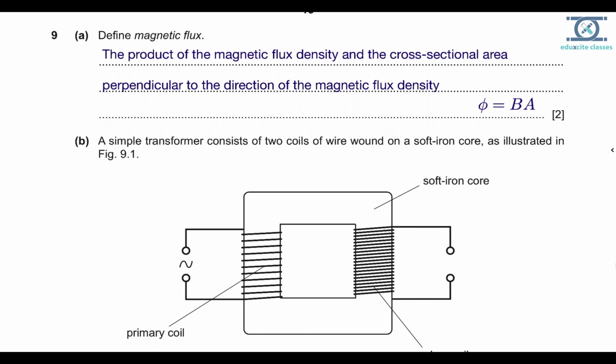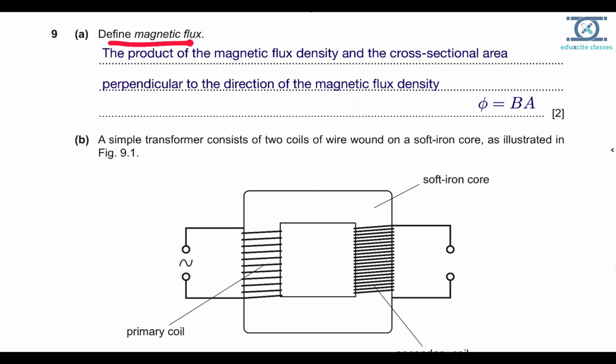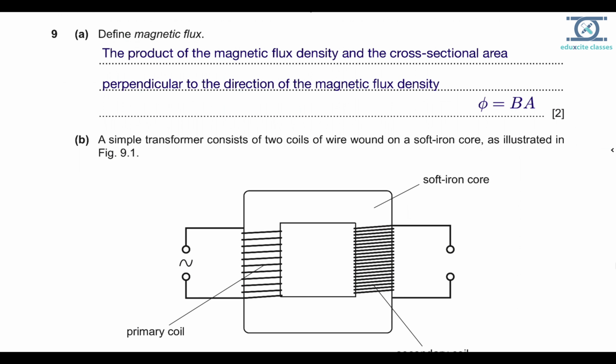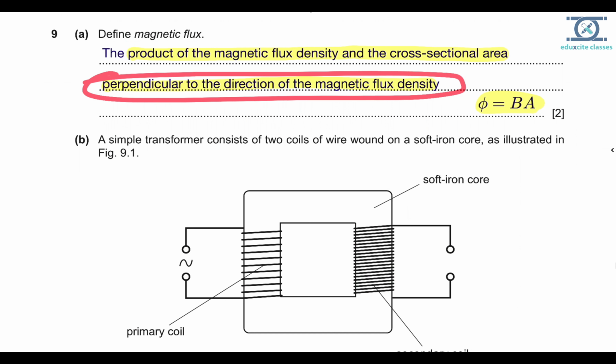Now the question number 9, define magnetic flux. It is the product of magnetic flux density and the area of cross section, and that should be perpendicular to the direction. So the formula is phi equals B into A. Please mention that these are perpendicular to the direction, otherwise you will lose your marks. So it is of 2 marks. One is for the product of magnetic flux density and cross sectional area, and 1 mark for showing they are both perpendicular to each other.